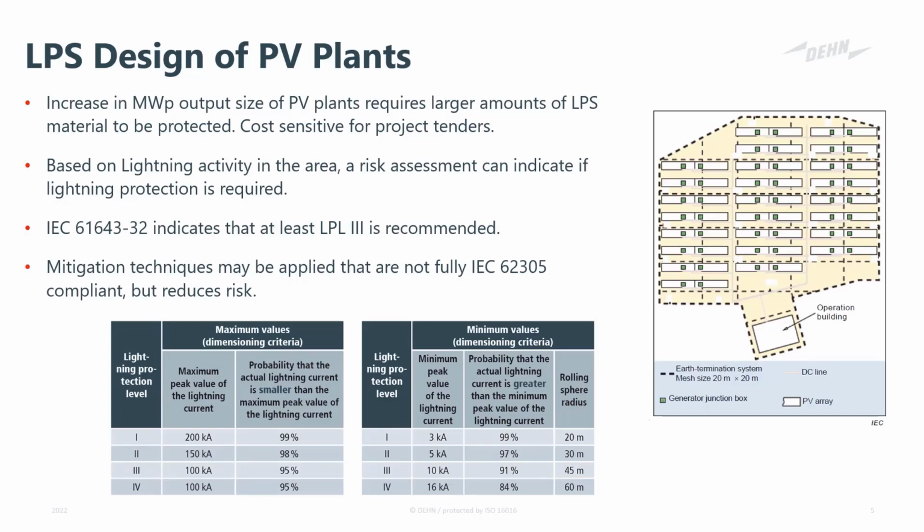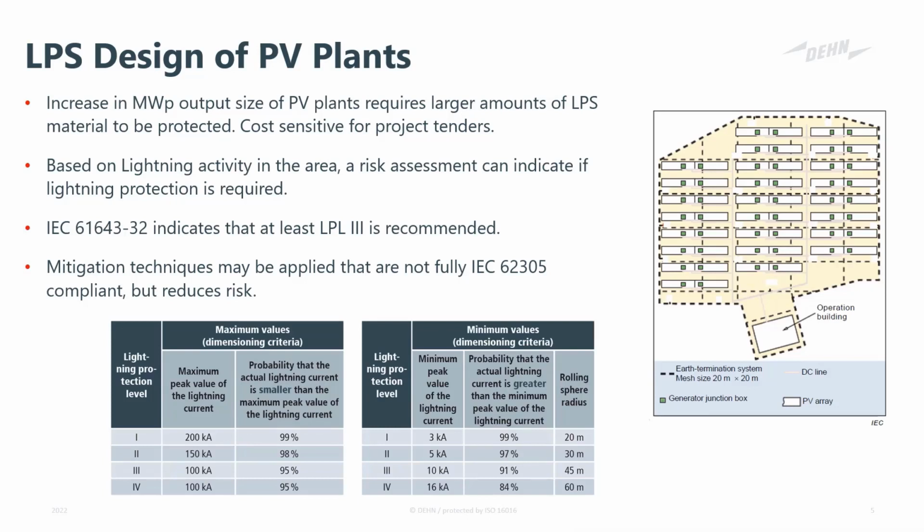So as I mentioned in the beginning, with the increase in size of PV plants in modern days, we used to see plants of 5 megawatt peak and 10 megawatt peak. They were considered as big PV plants a few years ago, not too long ago actually. And nowadays we've moved over to PV plants that exceed 500 megawatt peak, up to 800 megawatt peak.